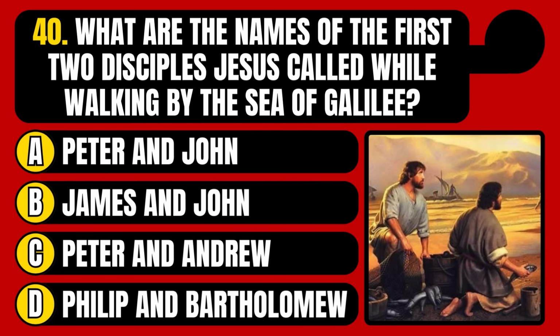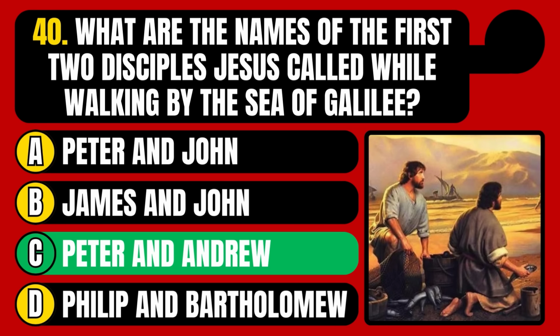What are the names of the first two disciples Jesus called while walking by the Sea of Galilee? Peter and John, James and John, Peter and Andrew, or Philip and Bartholomew? The correct answer is option C, Peter and Andrew.